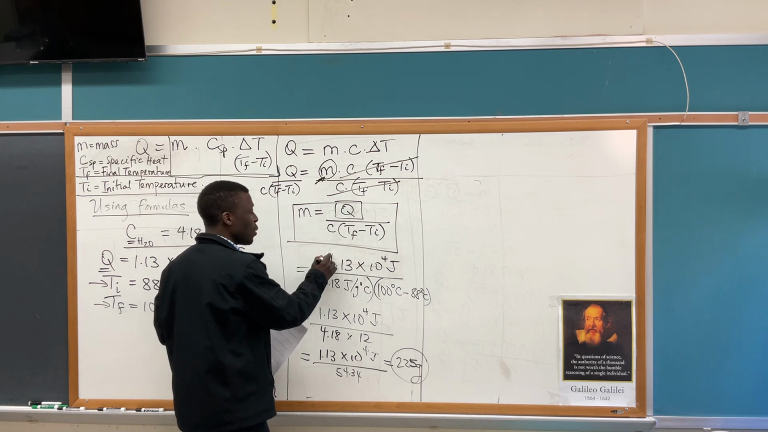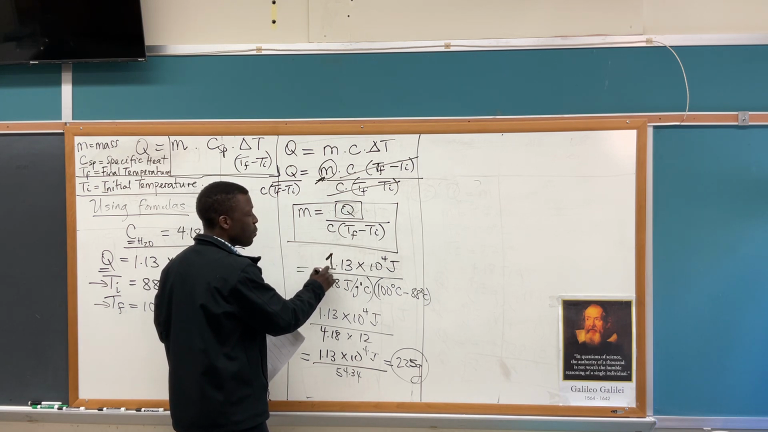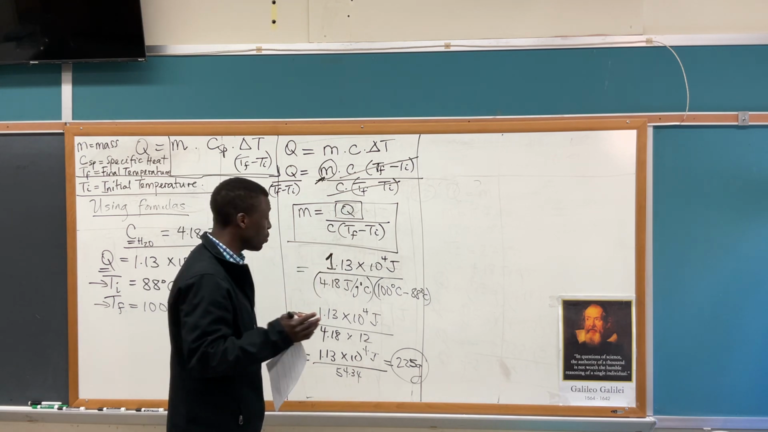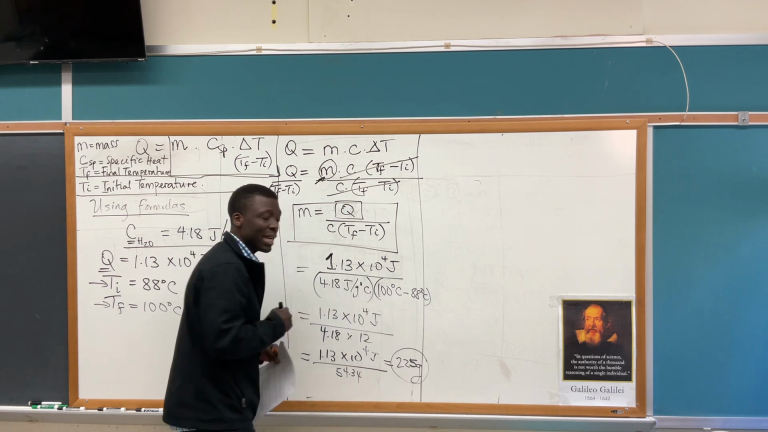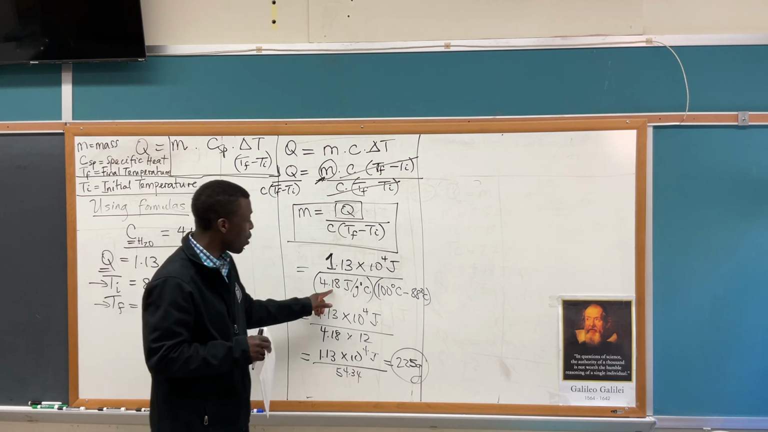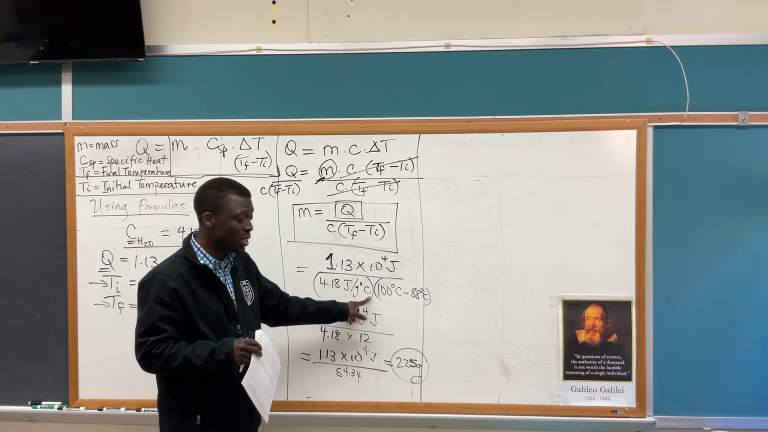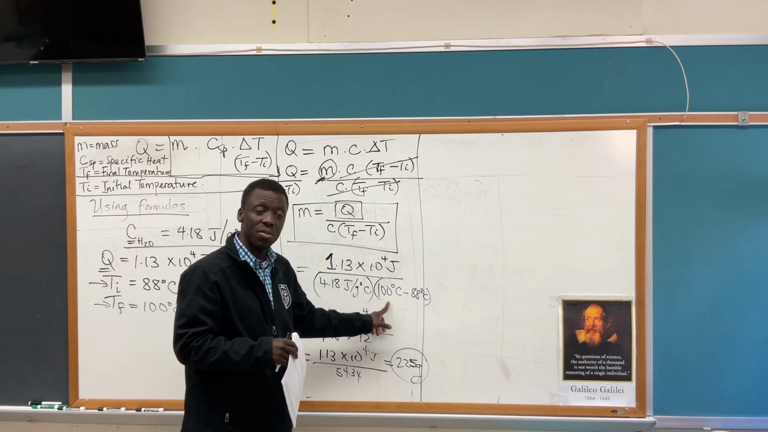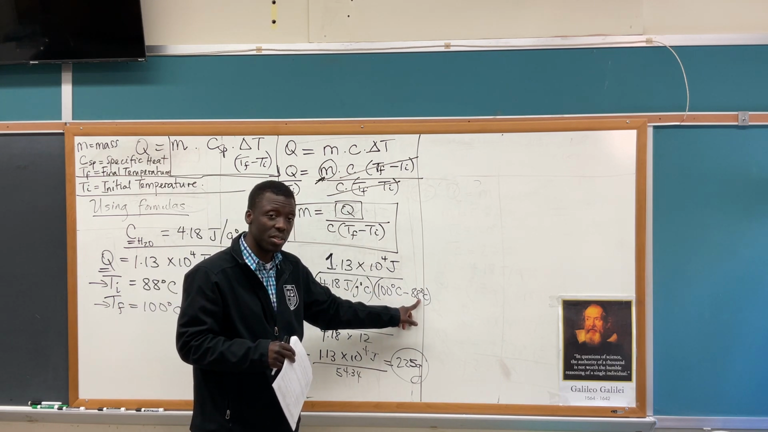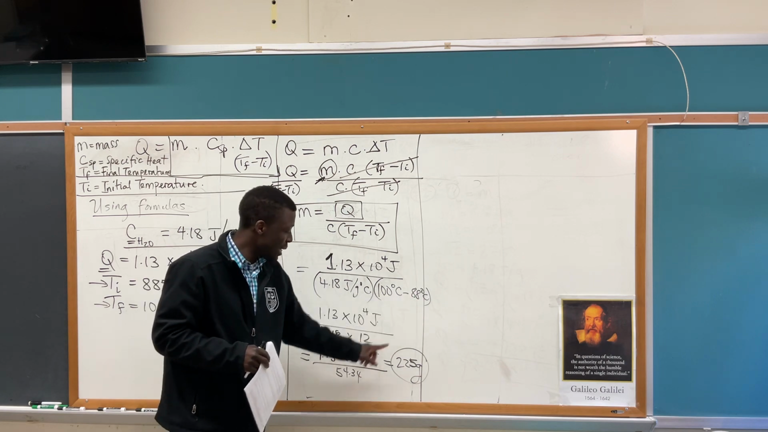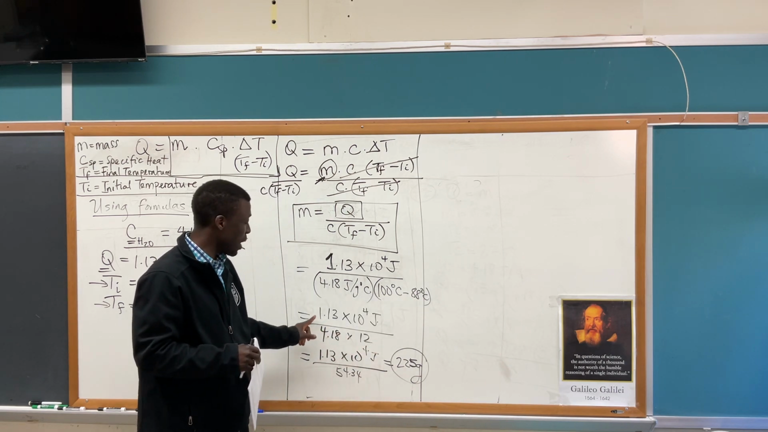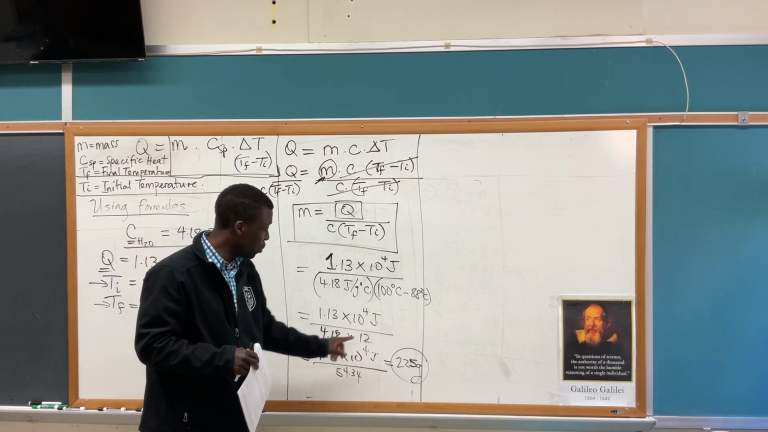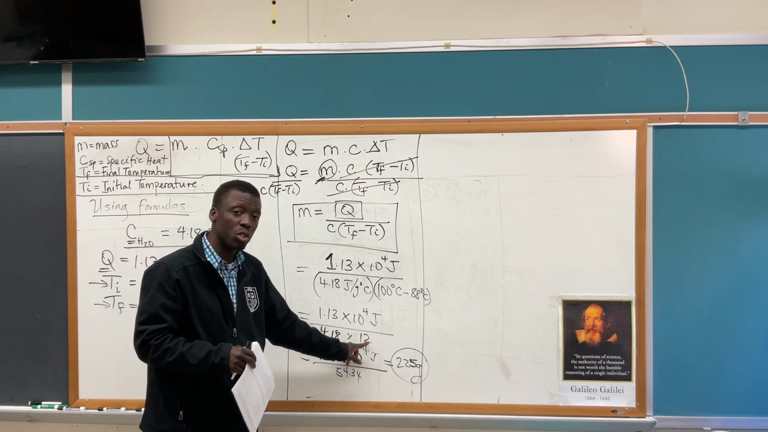Now we come down and we plug in our values. We have 1.13 times 10 to the fourth joules divided by the values that are given in the denominator: 4.18 joules per gram degree Celsius, and then we have 100 degrees Celsius minus 88 degrees Celsius. 100 minus 88 is 12. And so we get 1.13 times 10 to the fourth joules divided by 4.18 times 12.